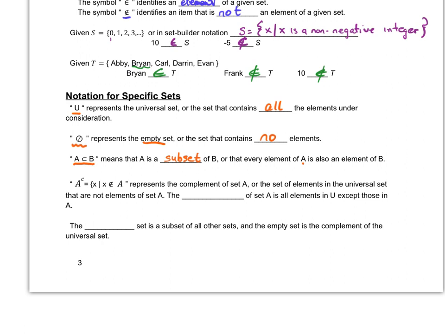We're going to do some examples here in a minute. And then this is indicating a complement, x such that x is not an element of A. So it's going to be everything else. It represents the complement of set A, the set elements in the universal set that are not in set A.